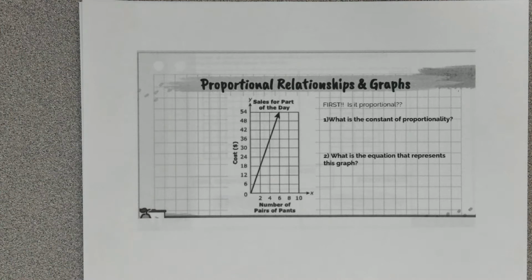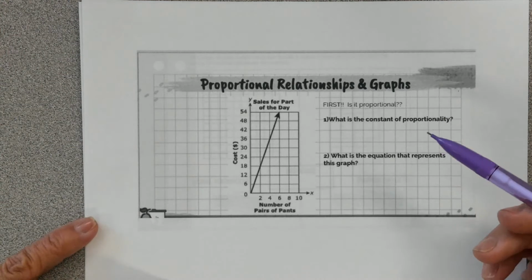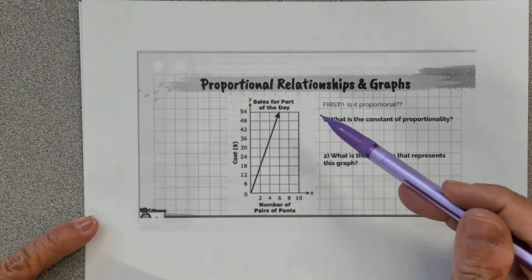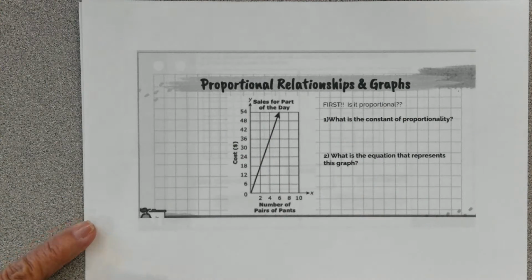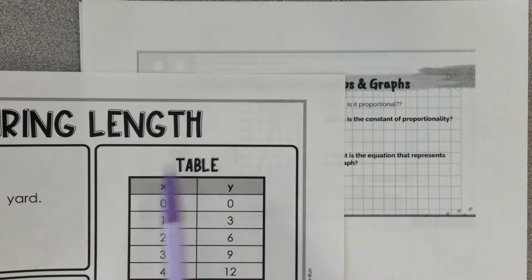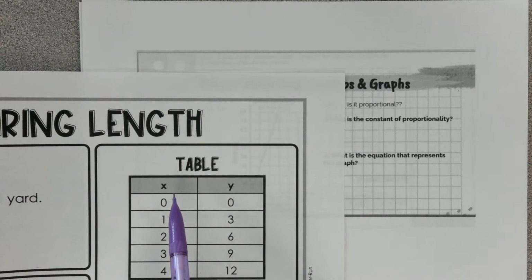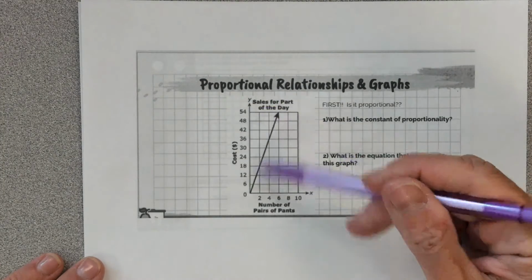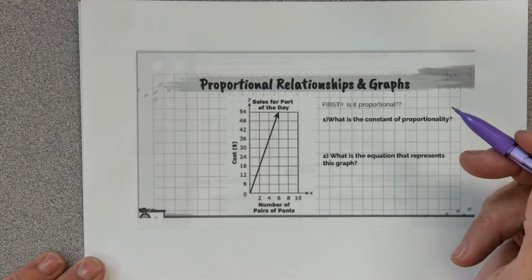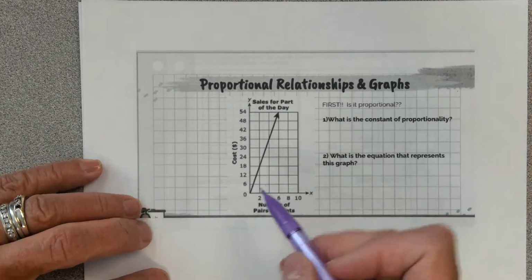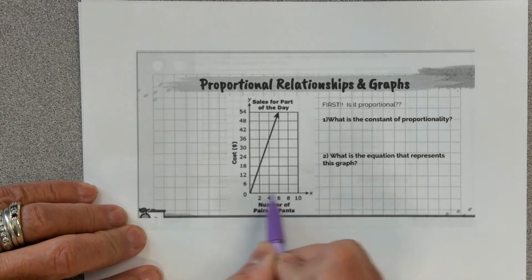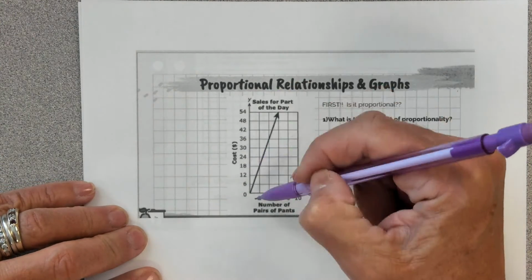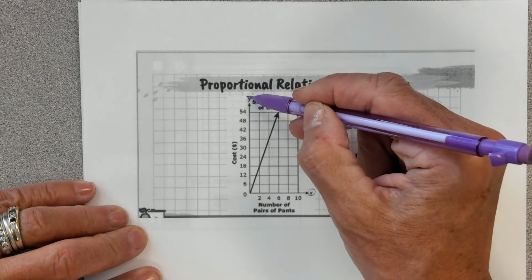Okay, guys, I'm going to go over proportional relationships and graphs. This picture right here is a graph, not to be mistaken with a table, which looks like this. A table is a chart that has your X and Y values, and a graph is one quadrant of the coordinate plane that has your X and Y values. And just to remind you, the X values are always the horizontal axis on the bottom, and the Y values go up and down around the side.